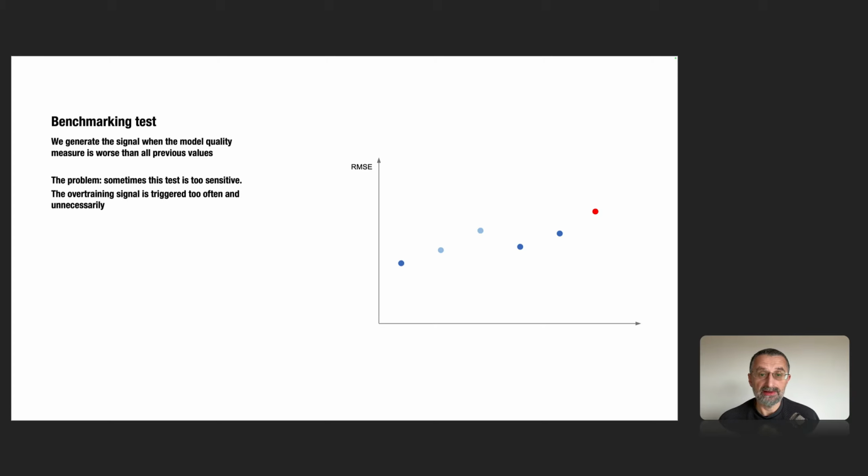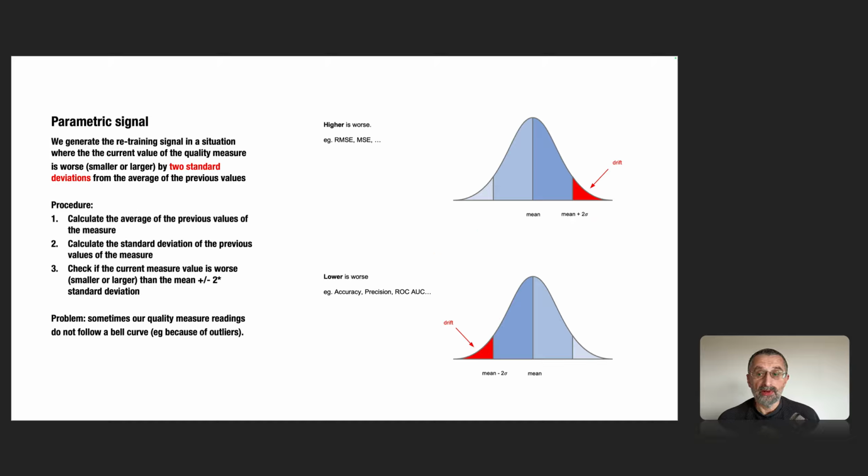So once again, the next method. As you can see, I present you with some qualitative methods. They're quite easy to program, and you will find that in my Python scripts. Next one, a bit more advanced, is so-called parametric signal. So in that case, we generate the retraining signal in a situation where the current value of the quality measure is worse, that may be smaller or larger by 2 standard deviations from the average of the previous values.